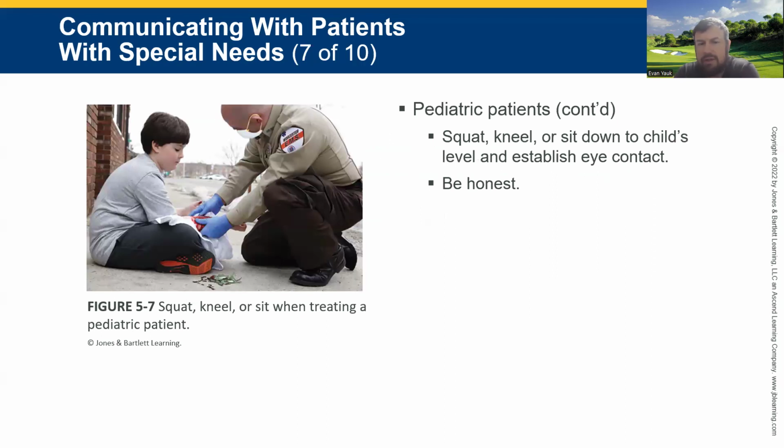Squat or kneel, sit at a child's level and establish eye contact. Don't just go in there quick and excited. We want to slow things down. We want to make that eye contact. We want to earn their trust. And mom and dad also.